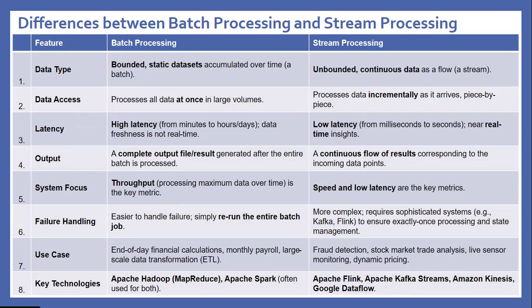Use case: batch processing, end of the day financial calculation, monthly payroll, large scale data transformation, ETL. Stream processing, fraud detection, stock market trade analysis, live sensor monitoring, dynamic pricing. Key technologies: batch processing, Apache Hadoop, MapReduce, Apache Spark, often used for both. Stream processing, Apache Flink, Apache Kafka Streams, Amazon Kinesis, Google Dataflow.